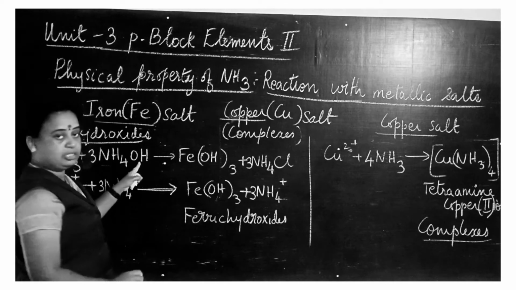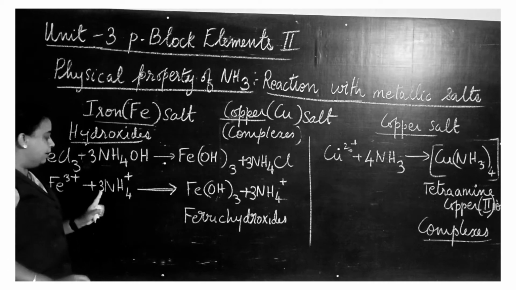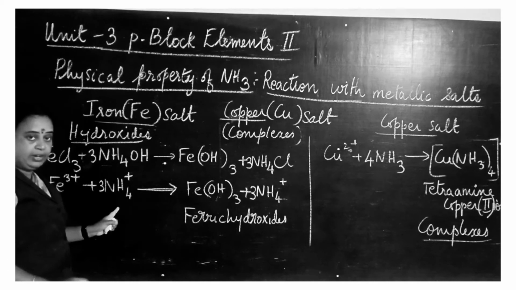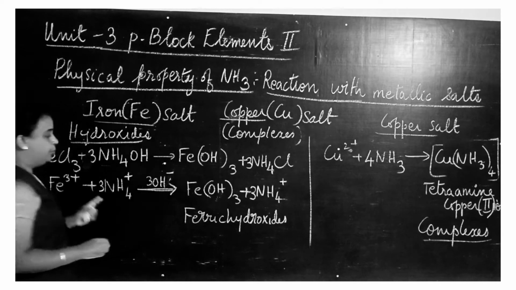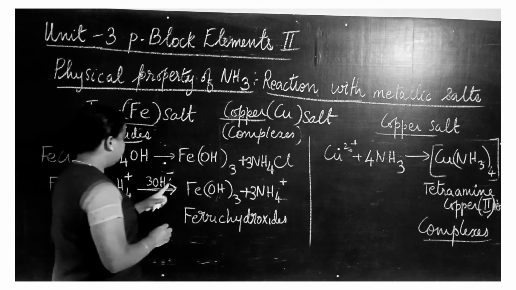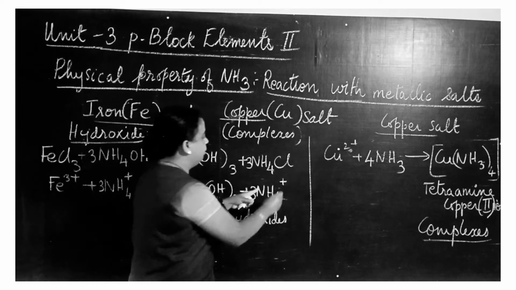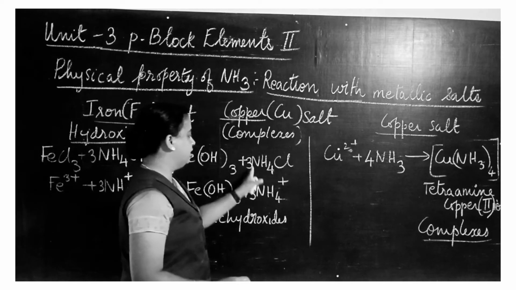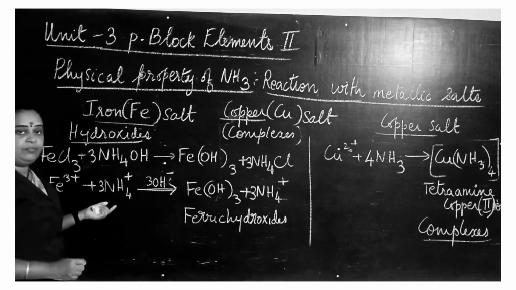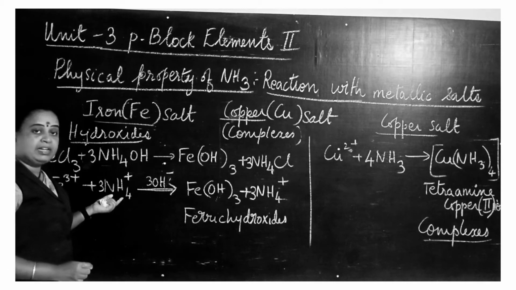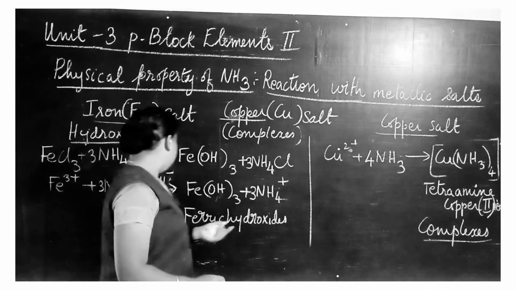We don't write OH now. Here 3 NH4OH is there, and in this 3 NH4OH we write only the 3 NH4+ ions. The 3 OH will be used up during the reaction here. Then ferric hydroxide we write as it is, and here also only the cation, the NH4+ ion, we write. So the ferric ion, Fe3+, reacts with 3 ammonium ions, NH4+, to give ferric hydroxide and 3 NH4+ ions.